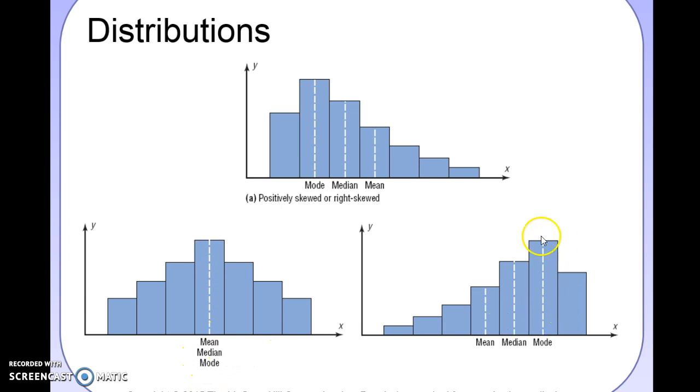Then the last example, negatively skewed. The majority of the data fall to the right of the mean in this area, and they have a cluster to the upper end of the distribution and they tail off to the left. The mean is to the left of the median. The mode is to the right of the median.